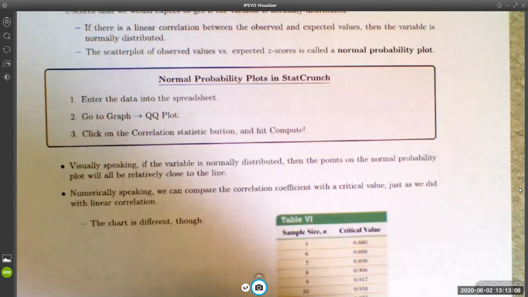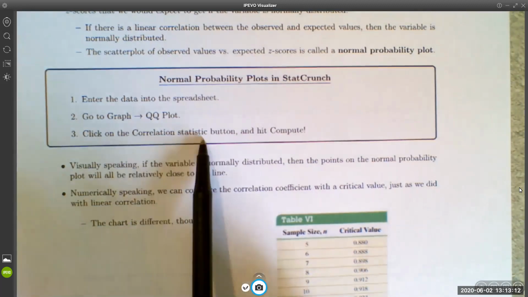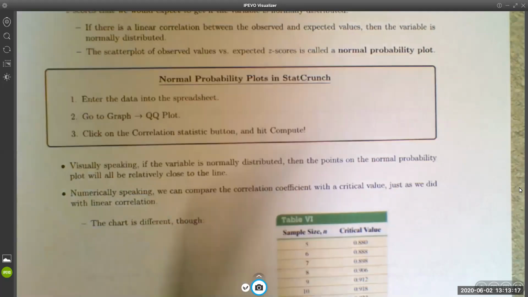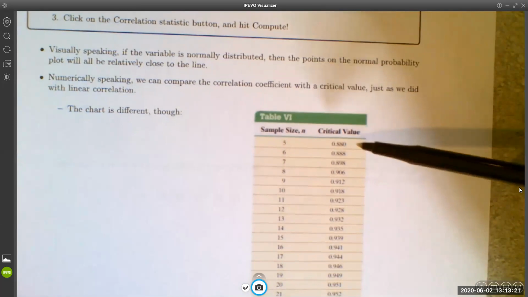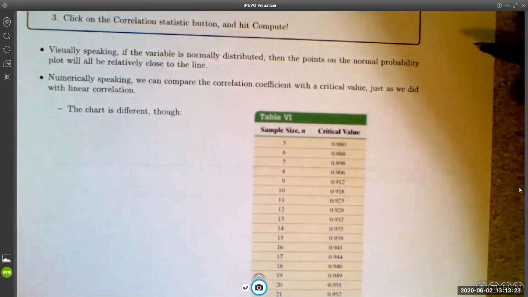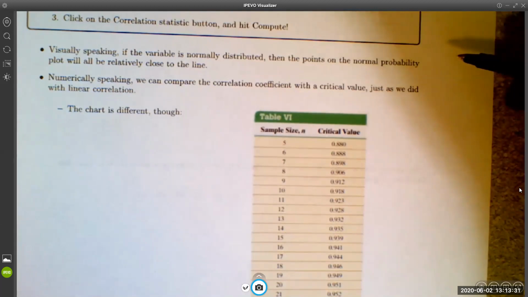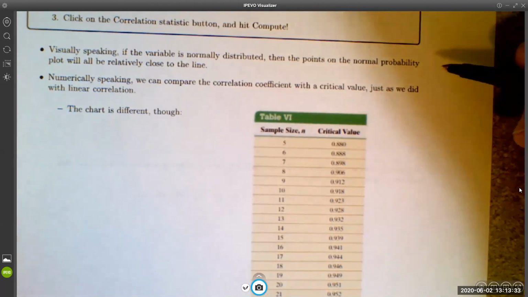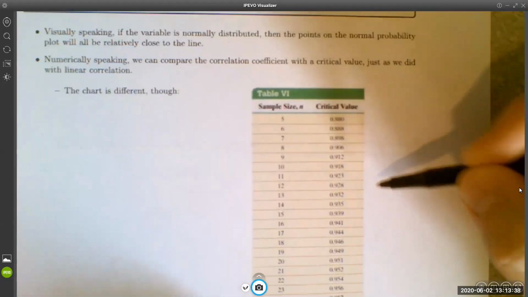Numerically speaking, we compare the correlation statistic that we get when we click on the correlation statistic button to a critical value from this chart. This is a different chart than the chart that we used in chapter 4, so just pay close attention to that. If you're trying to determine whether there's a linear correlation, you use the chart from 4.1. If you're trying to determine if something is normally distributed, then you use this chart from 7.3.